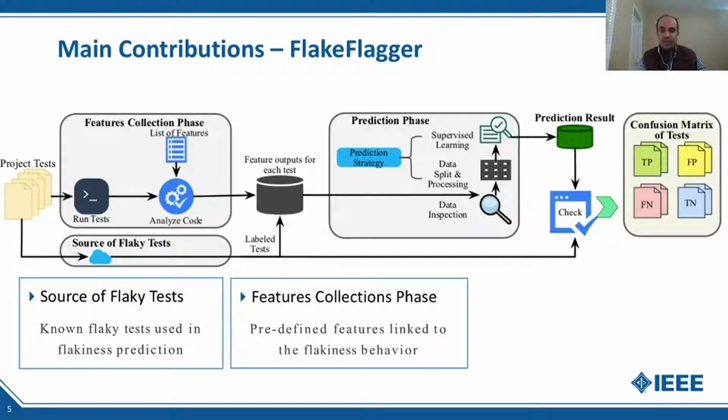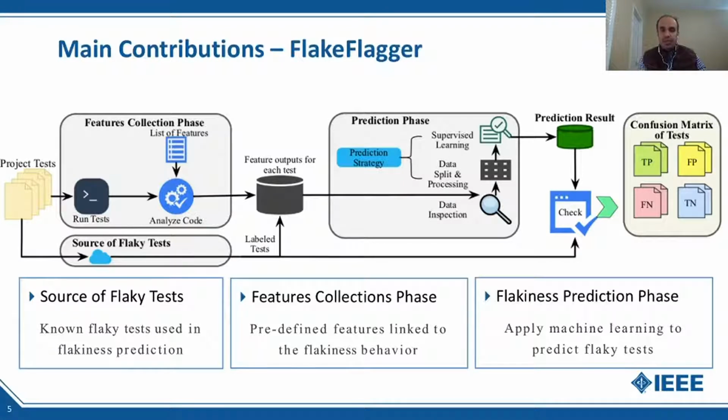The second phase is called the feature collection phase, where we run each test one time to collect our implemented features. Then we apply supervised learning algorithms to predict flaky tests. This classification problem will result in what is called the confusion matrix, where we can evaluate FlakeFlagger. I will discuss only the feature collection phase in this presentation.